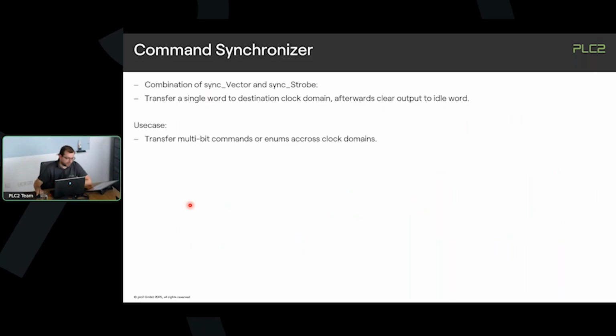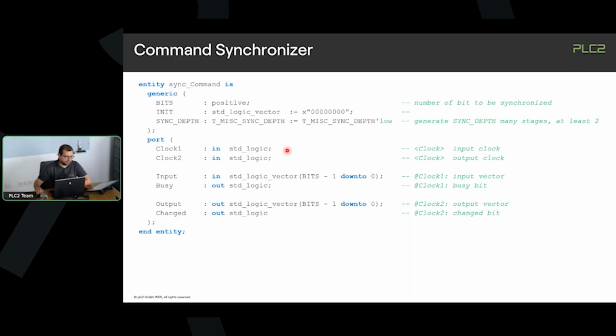If you have an input that has changed, it's transferred to the output, and afterwards it gets back to idle. The use case here is multi-bit commands, for example from an AXI-Lite configuration register or command register, or you have an enum you need to transmit from one clock domain to another. Then you would convert the enum to a standard logic vector, transfer it to the other clock domain, and then create an enum again if needed. So the interface is quite similar to the previous one, just the behavior is changed by clearing to this init word after one active cycle on the output domain.